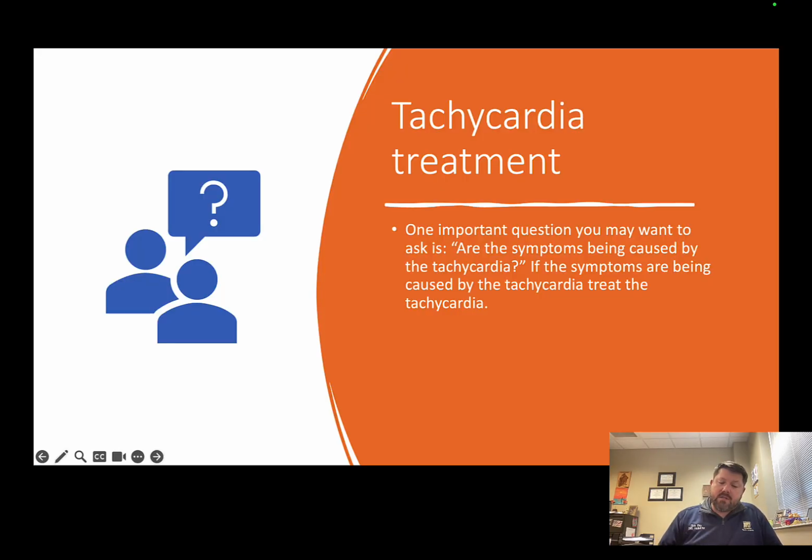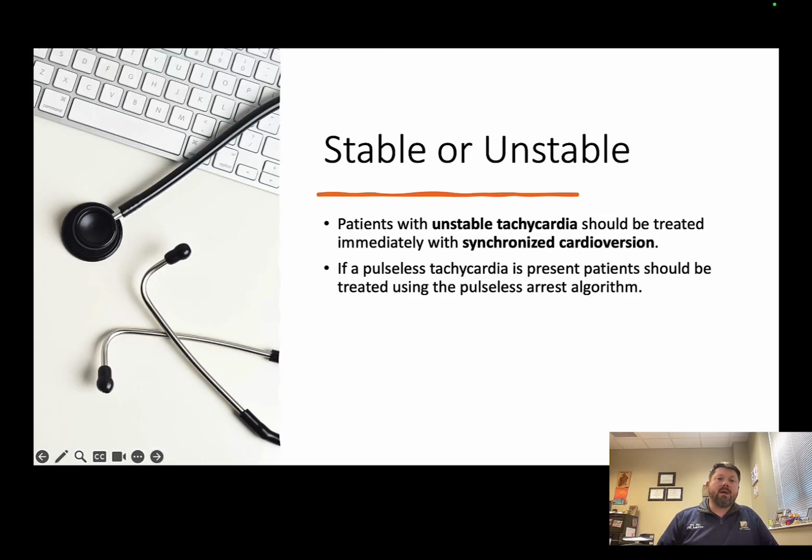But one very important question to ask when we're talking about tachycardia treatment, especially if it's a higher sinus tachycardia, are the symptoms being caused by the tachycardia? If the symptoms are being caused by the tachycardia, then treat the tachycardia. But if it's other symptoms that are actually causing the tachycardia, we're going to have to treat the underlying cause. So patients with unstable tachycardia should be treated immediately with synchronized cardioversion. If a pulseless tachycardia is present, patients should be treated using the pulseless arrest algorithm.